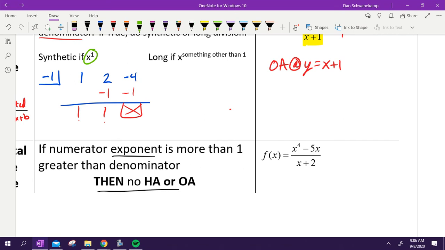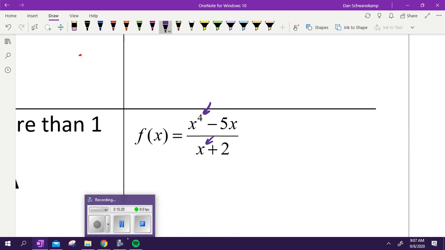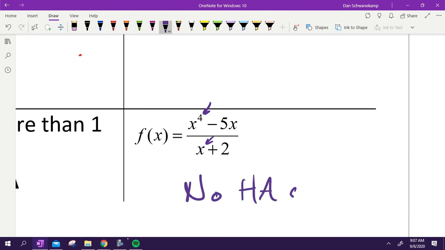Okay? Our last option. If our numerator degree is more than 1 greater than our denominator, then we do not have a horizontal or an oblique asymptote. Okay? If it's way bigger on top, then we have neither. So looking at this thing, x to the fourth, so the degree is 4. On bottom, the degree is 1. It's bigger on top by more than 1, and so we have no horizontal or oblique asymptote.